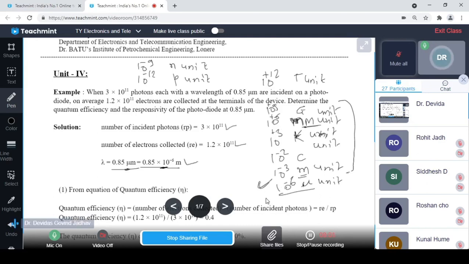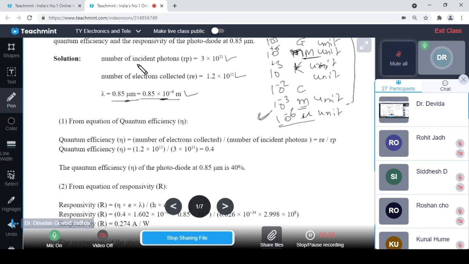So this is the conversion that we should always remember. Write this into your notebook and try to remember it. If you are already remembering, it is very well and good. If not, remember it, because it is required every time.